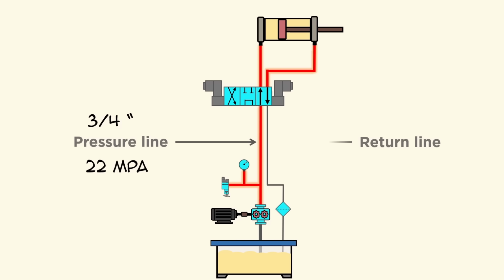And now let's move to return line hose sizing. And here you might ask that the oil is returning to the tank here, so pressure drop is not critical at all. So why do we even care about return hose sizes? So yes, in the return line, the pressure drop is not critical as compared to the pressure line. But the velocity of oil still matters.